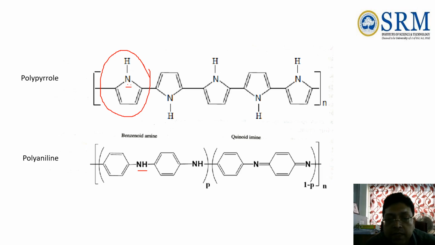So if we see the backbone or structure of polyaniline, there are two parts. One is the benzenoid amine and the other part is the quinoid imine. So this is the benzenoid amine part and this is the quinoid imine part. Together they form polyaniline, or we can call it PANI.